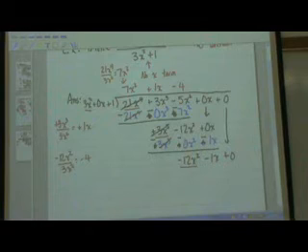Negative 4 times 3x squared is negative 12x squared. I was expecting that. Negative 4 times positive 0x is negative 0x. I only said negative because negative times positive is negative. I know it doesn't matter. And then lastly, negative 4 times positive 1 is negative 4.